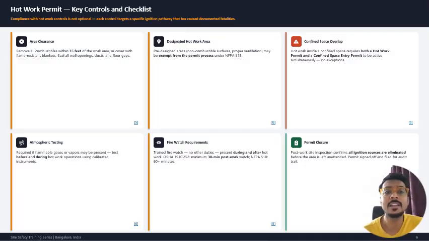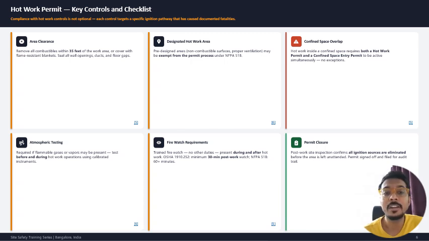Hot work permit, the key control checklist. Key control, yes, the area clearance. So how much distance is required? 35 feet minimum, wherever the concern is, like ducts or any combustible material. So you're supposed to cover it with a flame resistant blanket.